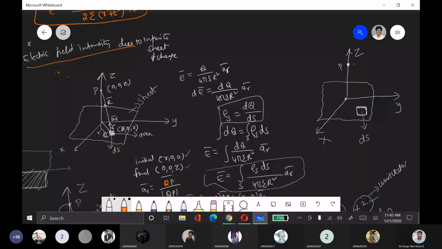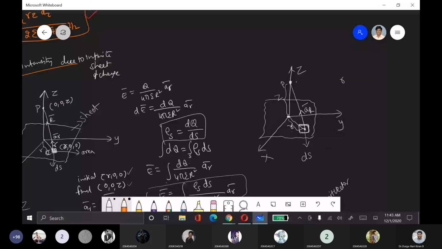The distance between the center and this particular piece that I have considered is small r. If I join these, the unit vector ar bar will be in this direction, always perpendicular, drawn from the small piece like this. This particular part is z, and this particular part is r. So by using Pythagoras theorem, what I can write is r square plus z square.